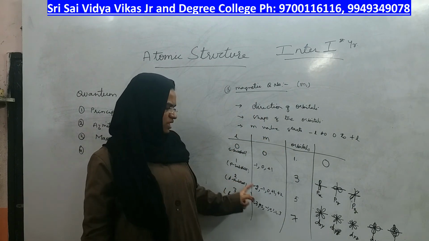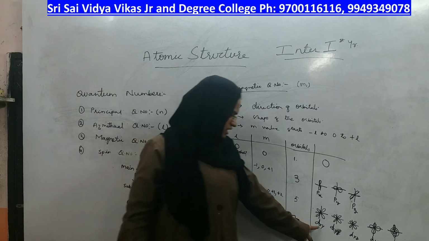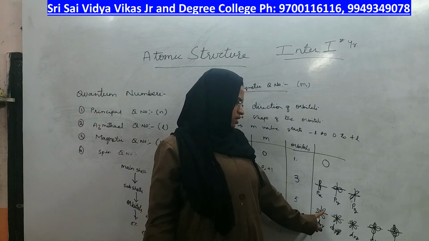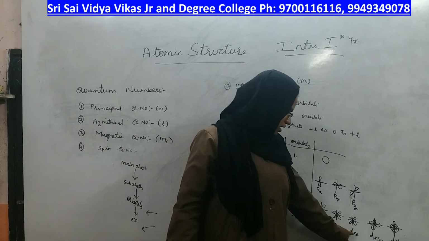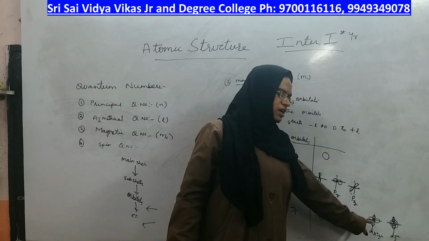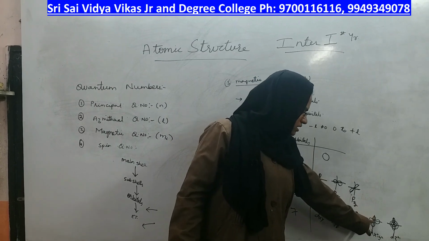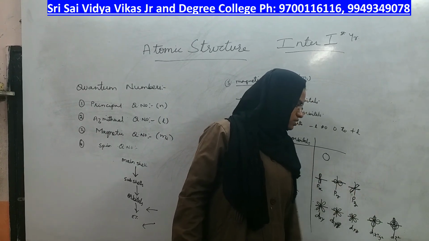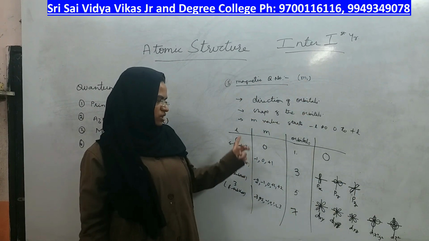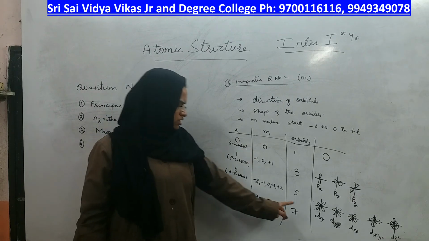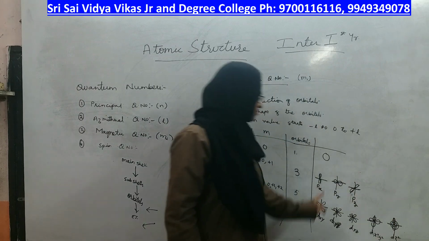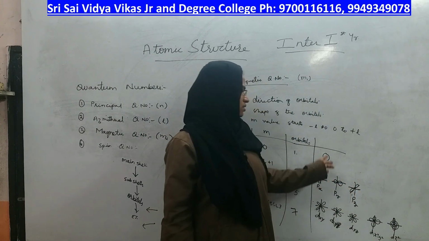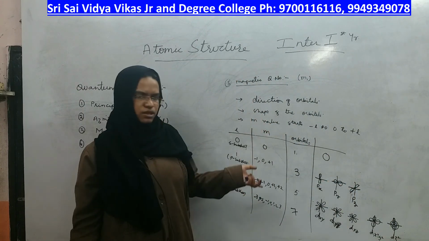So the d subshell has 5 orbitals. One is dxy, which means in between x and y. dyz, which means in between y and z. xz means in between x and z. Other is on the x axis as well as the y axis, and the other is on the z axis. So these are all the orbitals for minus 2, minus 1, 0, plus 1, plus 2. Minus 1, 0, plus 1, and 0 only. F subshell you don't need.